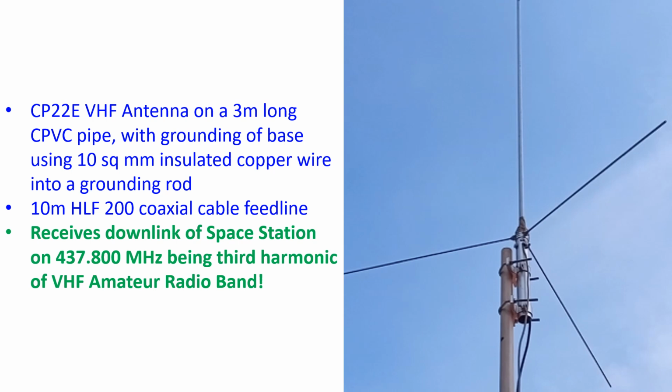Reception from the International Space Station amateur radio is on UHF, 437.800 megahertz. The VHF antenna will work on UHF also, as a third harmonic. That is how I receive UHF from the International Space Station on my CP22E VHF antenna. Actually, I am supposed to use separate VHF and UHF antennas, an antenna rotator, cross Yagi and all. All those things I do not have. Whatever limited setup I have, I am trying to use.